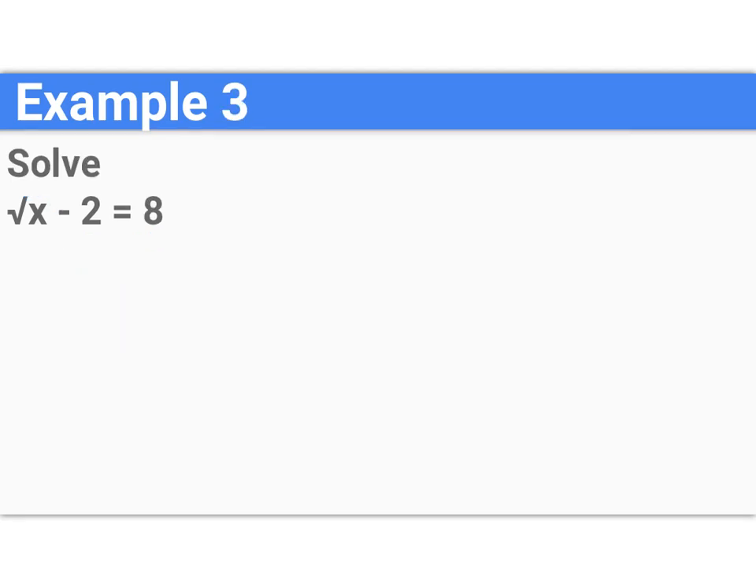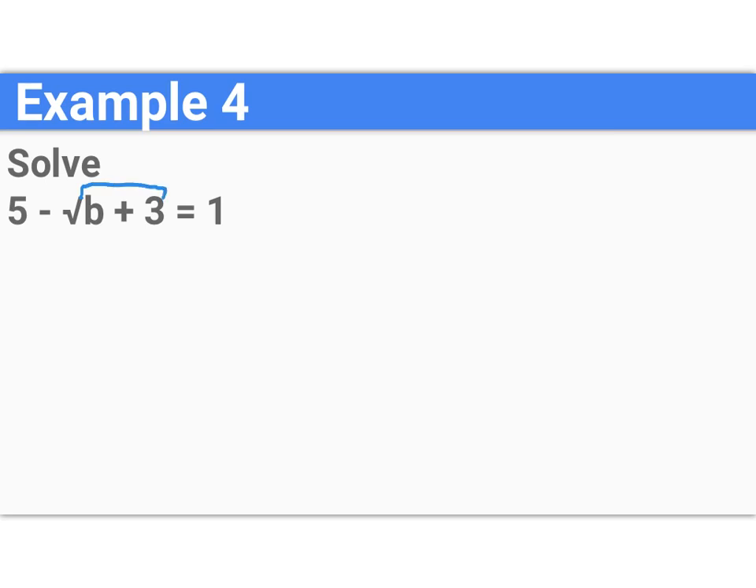All right, let's look at our next example. Our next example is the square root of x minus 2, the whole thing. So now, as we see, this whole thing is in the group. So let's just square the whole thing. And so you were left with x minus 2, and 8 squared is 64. If we add 2 and add 2, then x will be 66. So that is that.